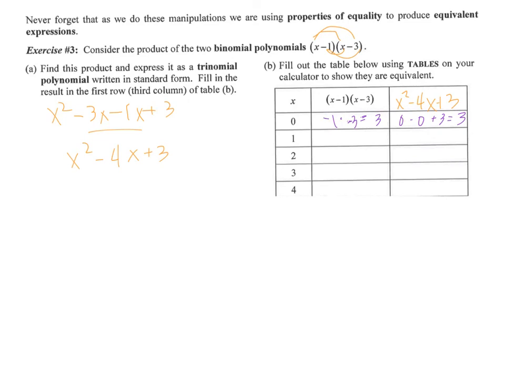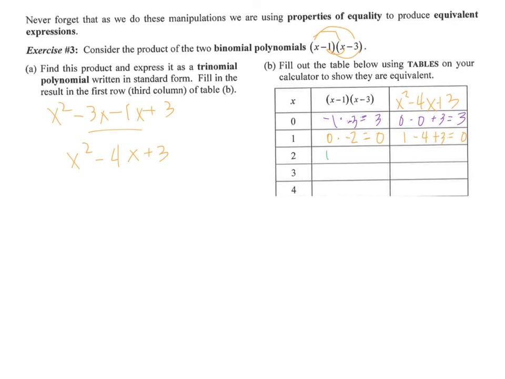I put 1 in. 1 minus 1 is 0. 1 minus 3 is negative 2. So it becomes 0. While 1 squared is 1. Negative 4 times 1 is negative 4. Plus 3 becomes 0.